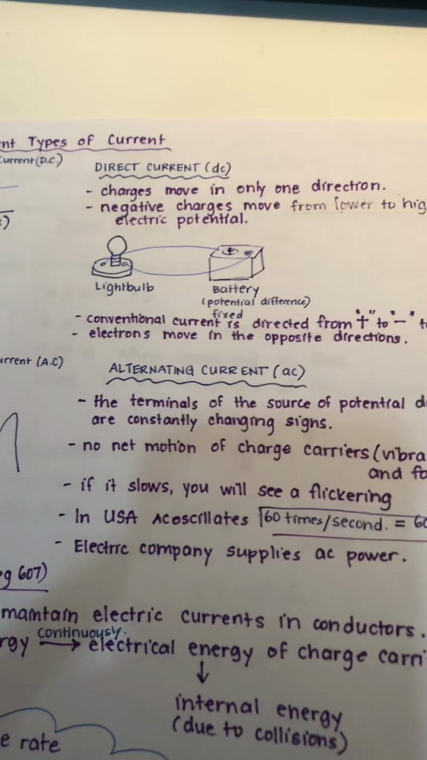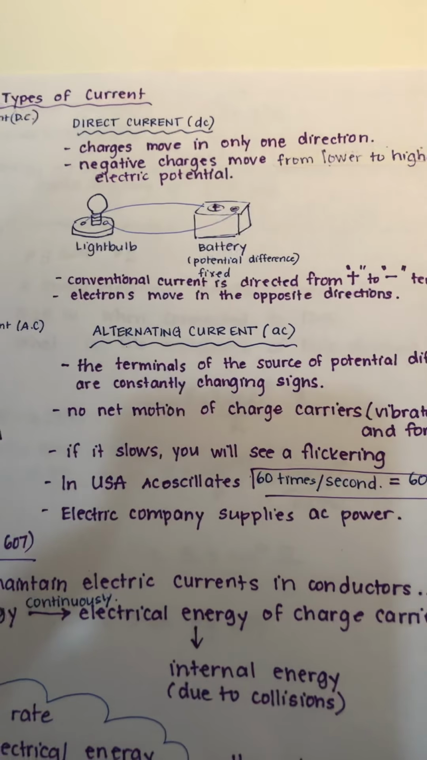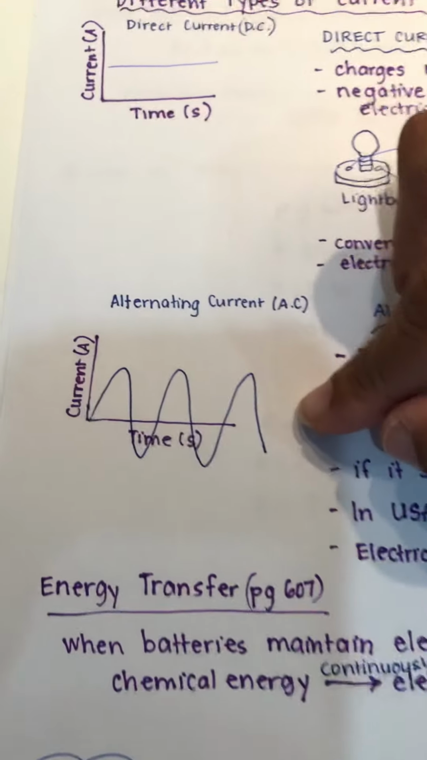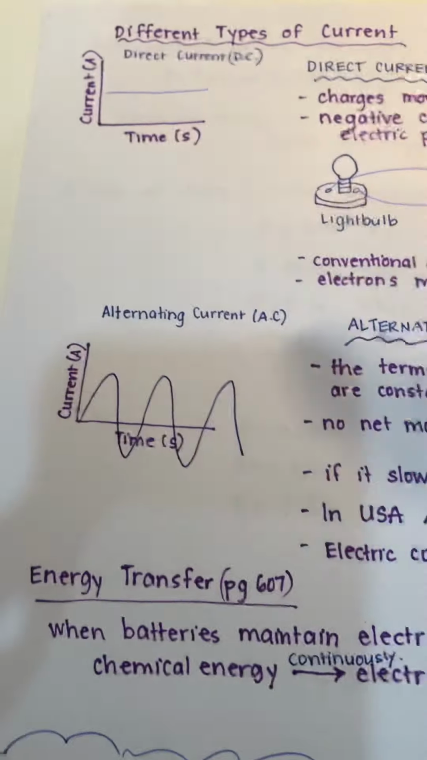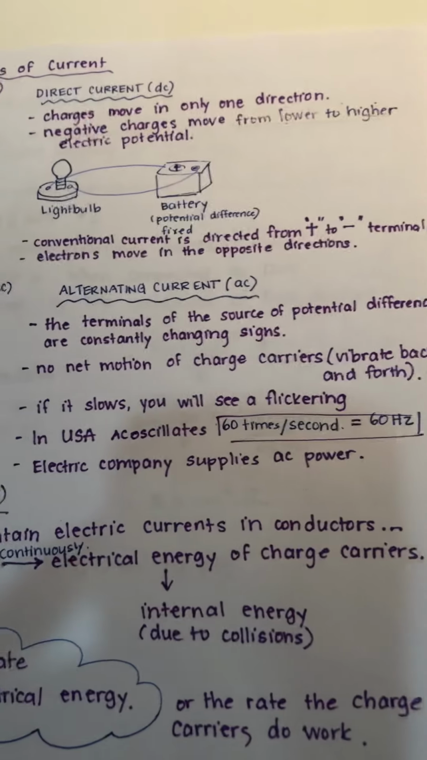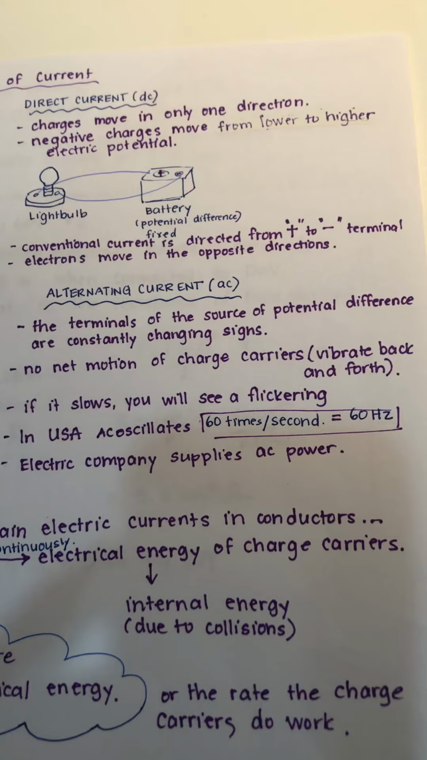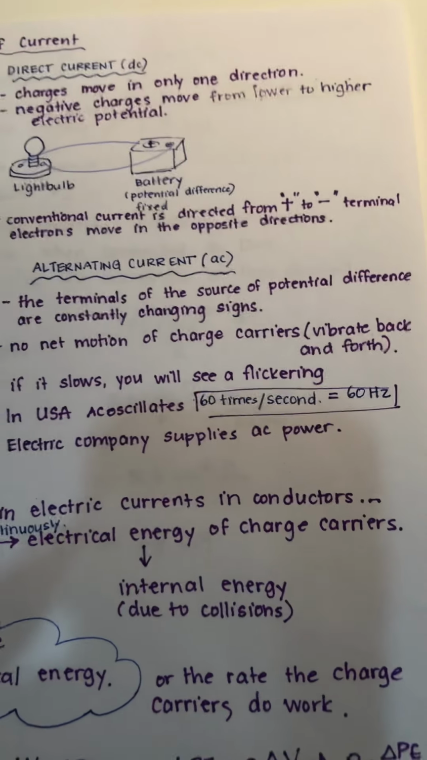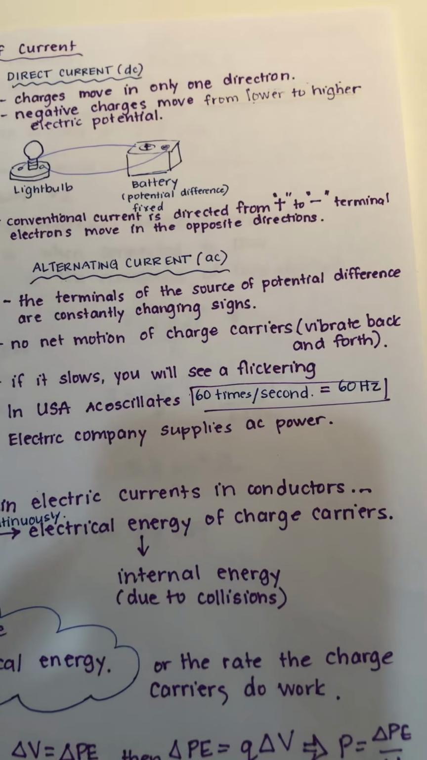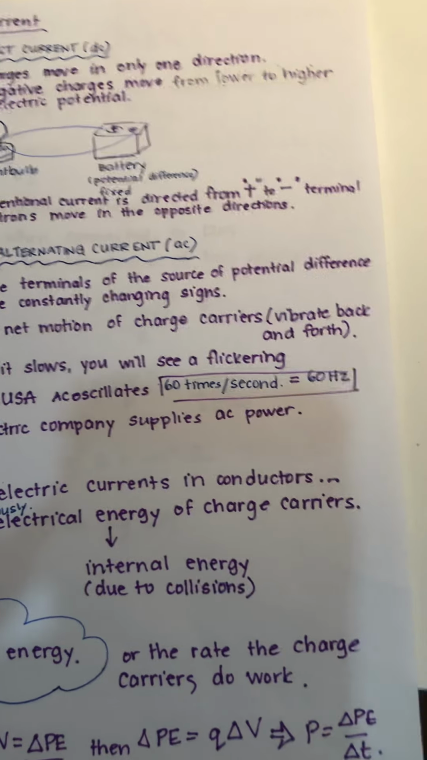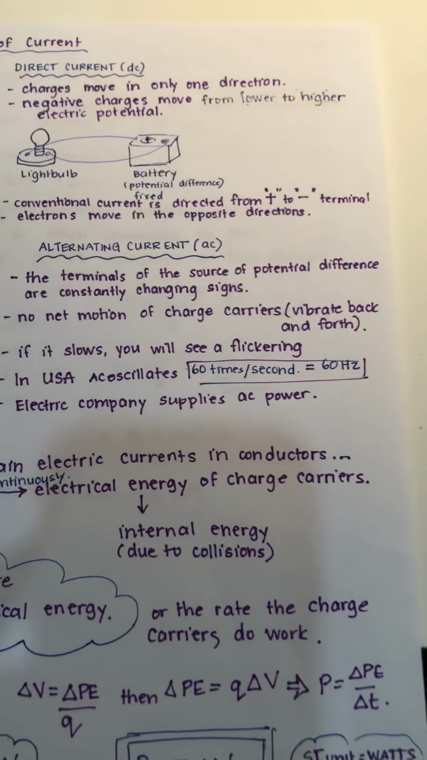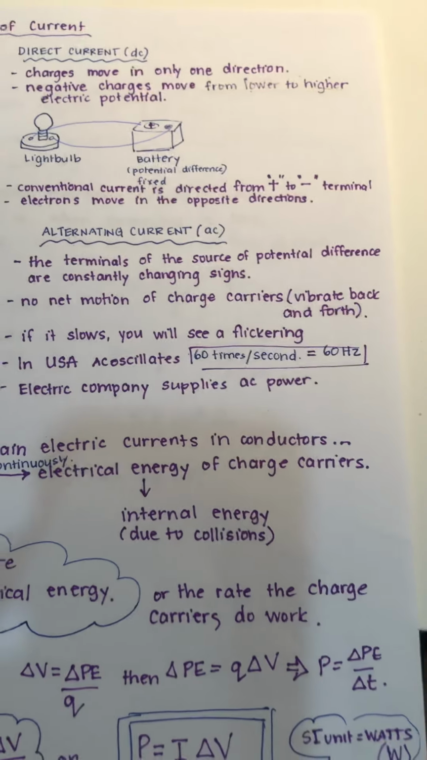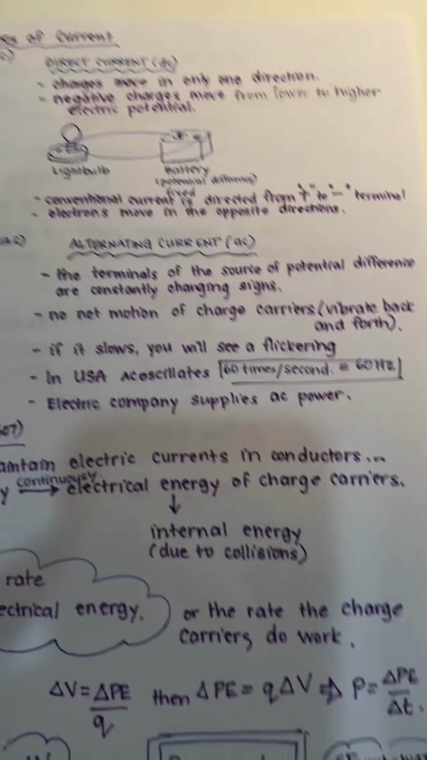However, everything that's plugged into our house is what's called an alternating current, or AC. So the graph for AC is obviously alternating in current over time, and you can see this undulation here, or oscillation is the better word for it. The terminals for the source of the potential energy are constantly changing signs, positive and negative. So there's no net motion of charge carriers. They vibrate back and forth. If the vibrations slow down long enough, you're going to see flickering. Sometimes you see the light flickering. Sometimes you see appliances flickering.